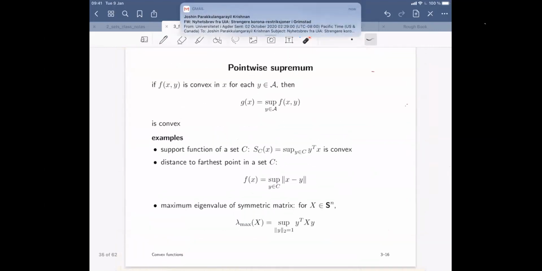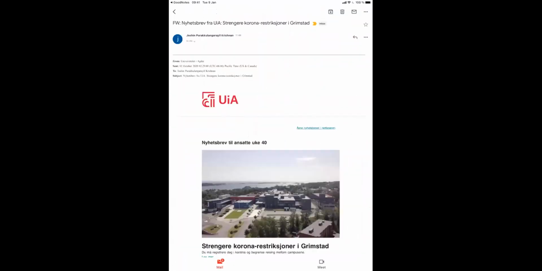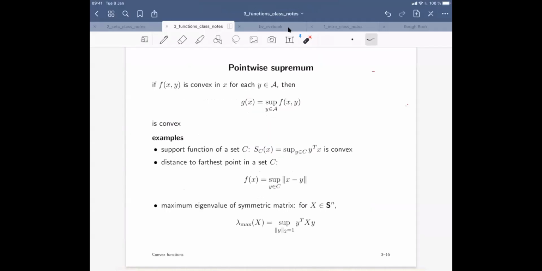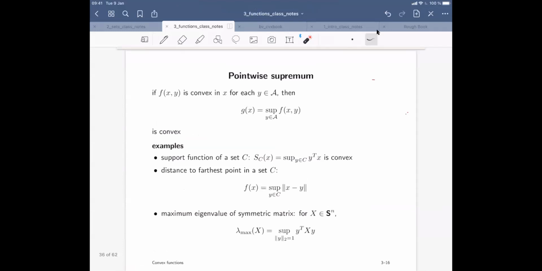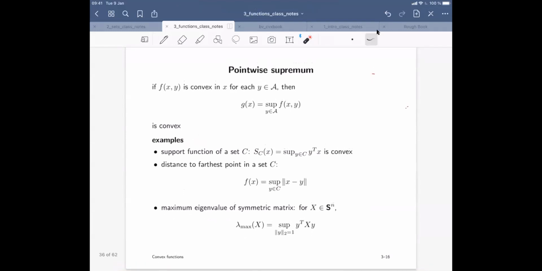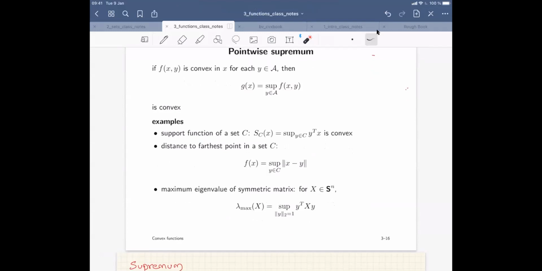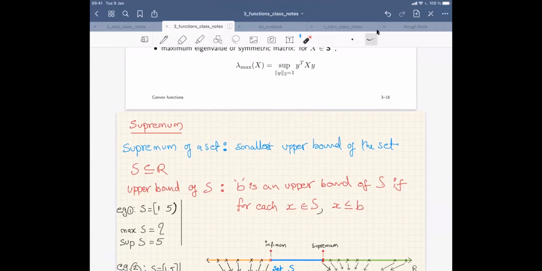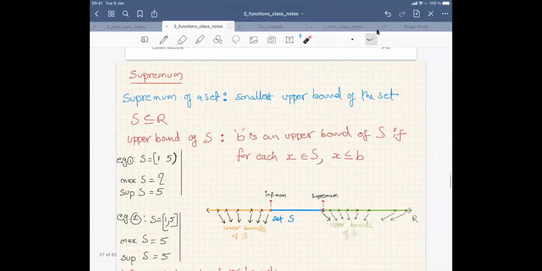Now next is point-wise supremum. So we saw what is point-wise maximum. Now we are seeing what is point-wise supremum, and how that is affecting convexity. So here, are you familiar with supremum or infimum? That's a basic concept. Supremum is something like a maximum, similar to maximum, but it's not the same. It's different in some aspect. So let's see what is supremum.